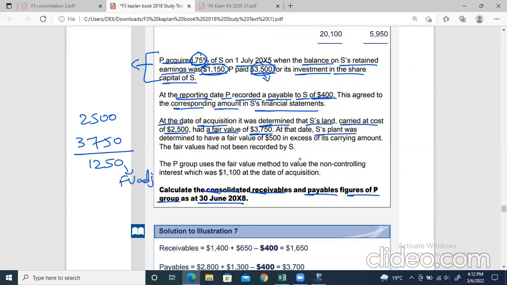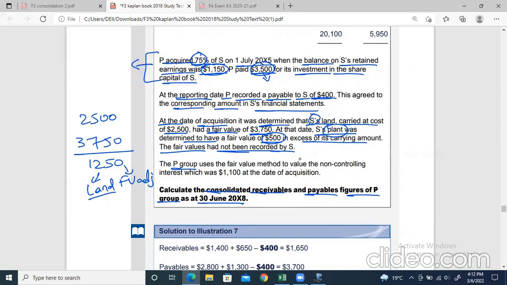Now at that date, subsidiary's plant was determined to have a fair value of 500 in excess of its carrying amount. The fair values had not been recorded by the subsidiary company, right? So this is the increase in the land figure, and the other asset is also given, which was plant. So plant's fair value adjustment is 500. We will have to add this. These both are relating to the subsidiary, right? Not the parent. So the subsidiary's dedicated working is working two. In working two, we will have to add the fair value adjustment, which I have not written over here yet. I will make another format and send it to you today or tomorrow, because I told you there are some things that are left, right?